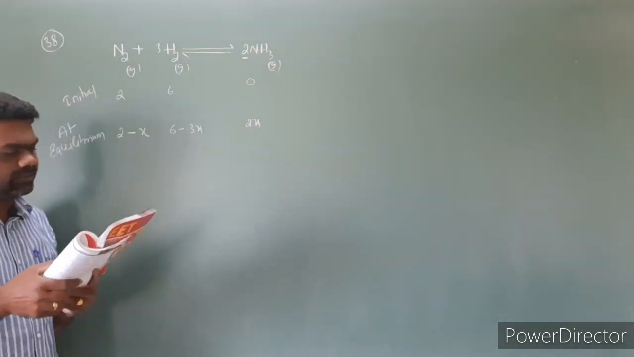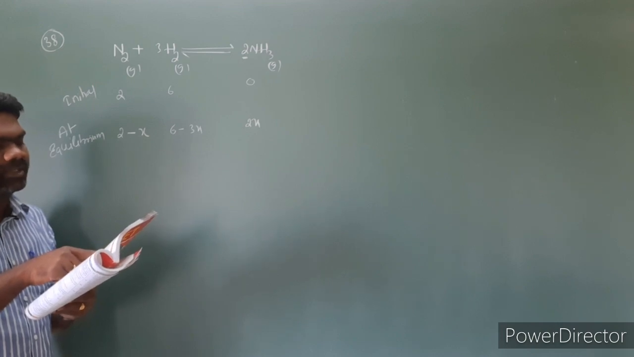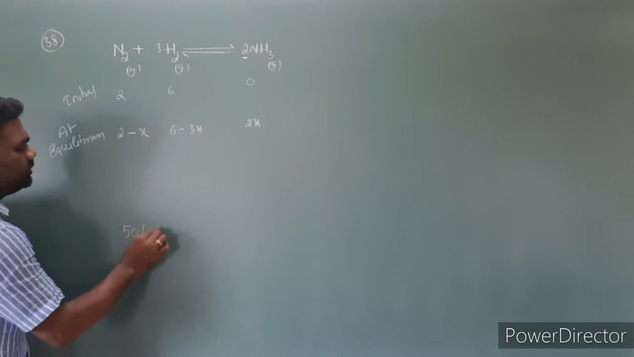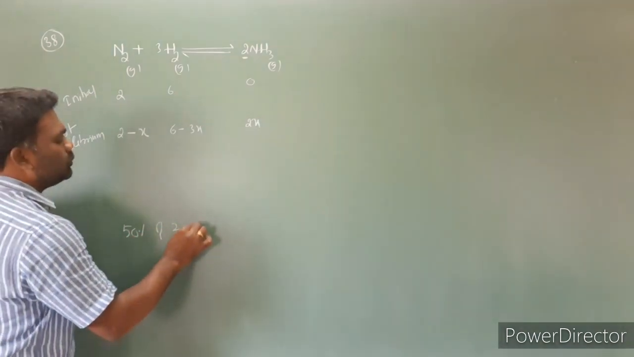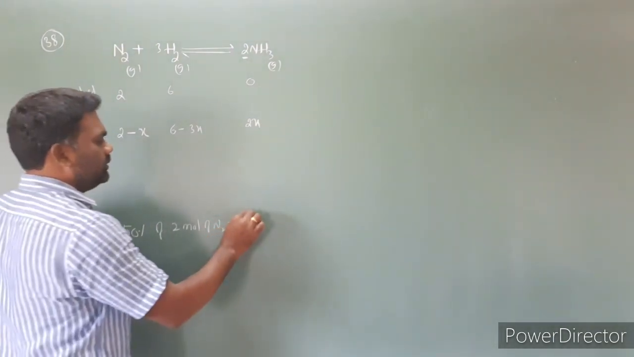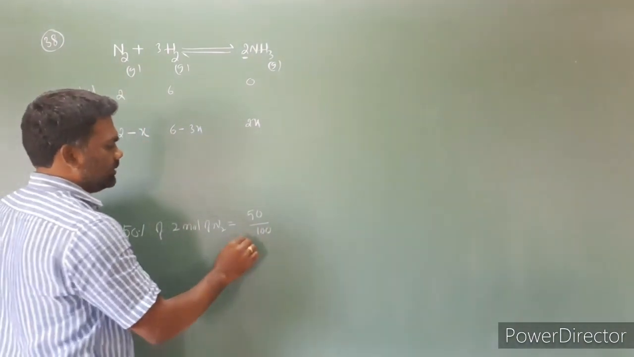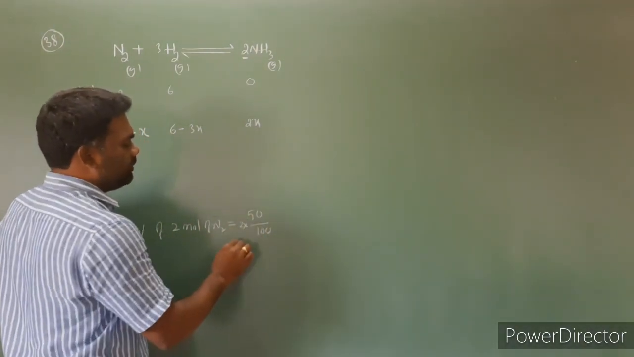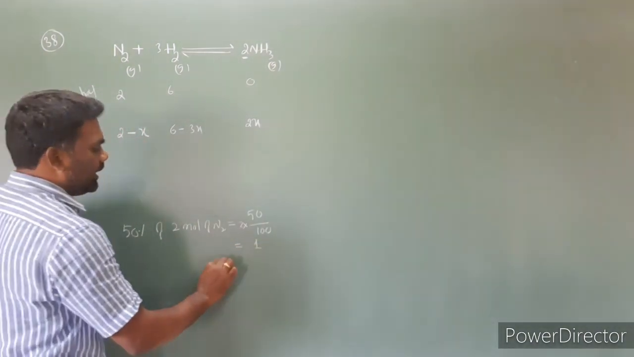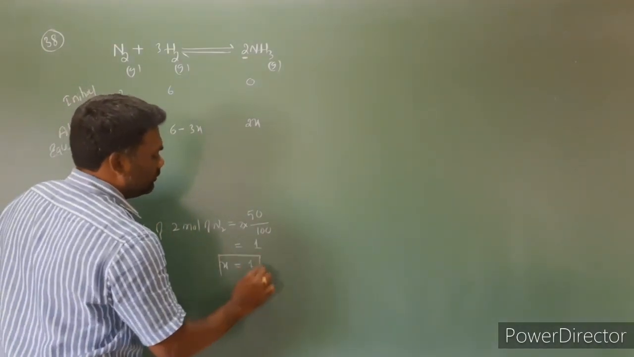And one more piece of data is given: 50 percentage of N2 is converted into NH3 at equilibrium. So 50 percentage of 2 moles of N2 is equal to 50 by 100, isn't it? So 2 into 50 by 100, that is equal to 1. So this X is equal to 1 mole.